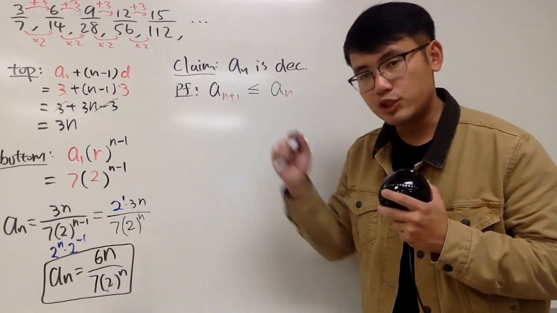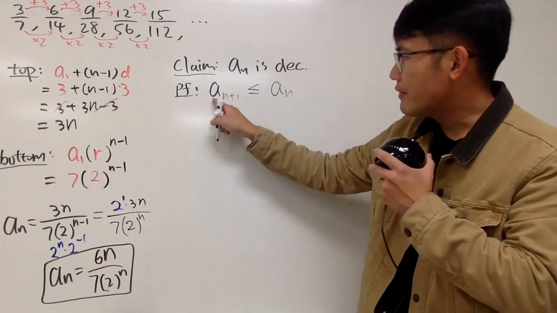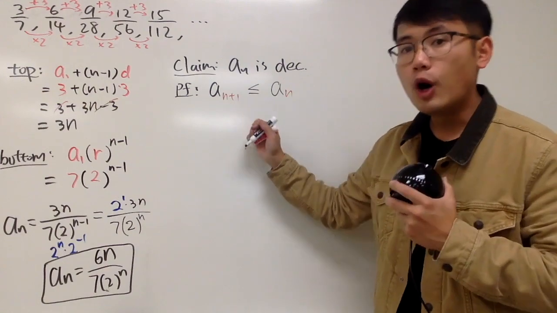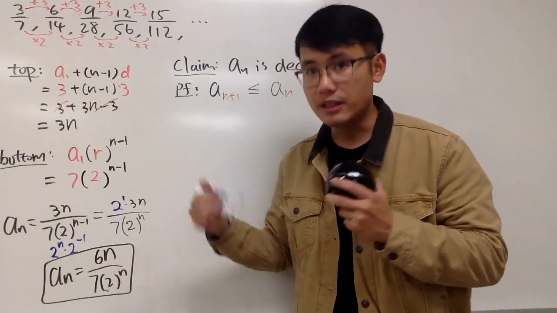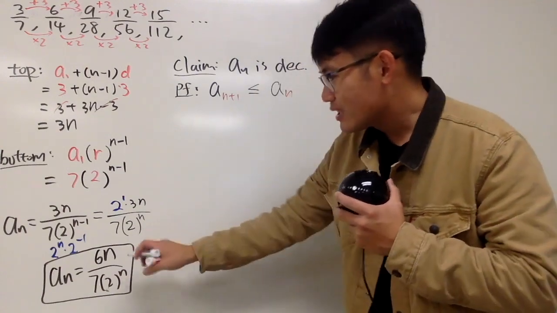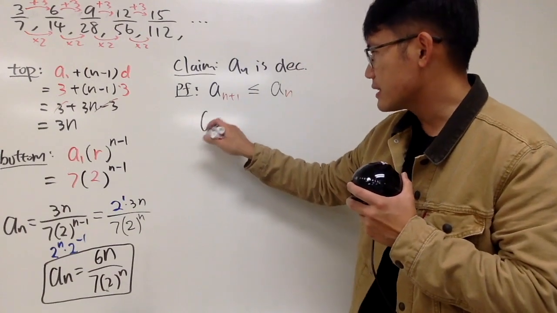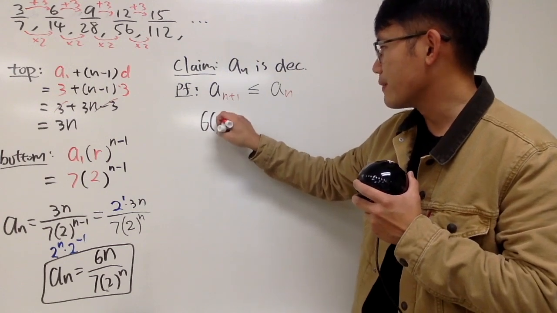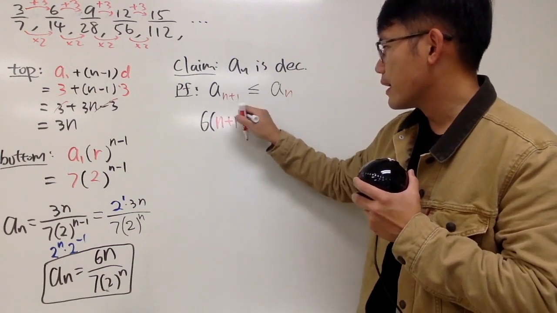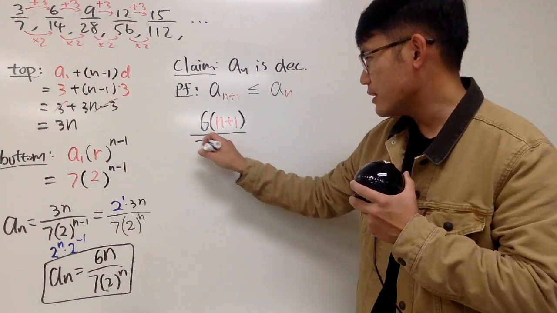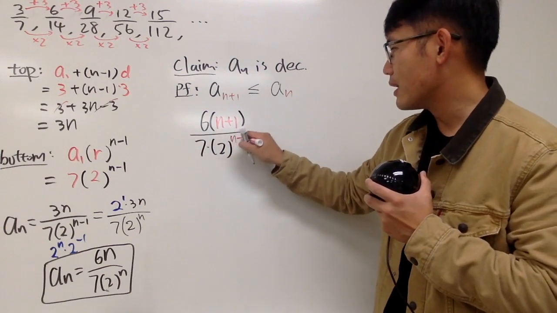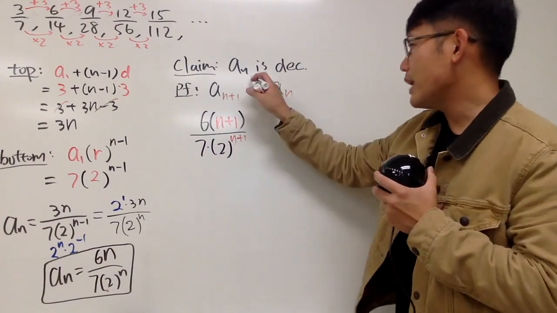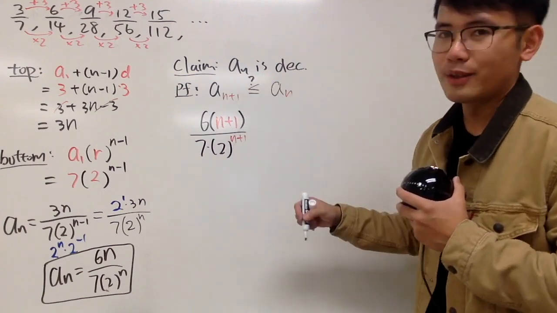And now this works just like functions. When you have a sub n plus 1, all we do is just put n plus 1 into this n and that n, and then just pretty much work that out. So we get 6 times n plus 1, divided by 7 times 2 to the n plus 1 power, like that. And by the way, I don't know if this is true or not. I will just put on a little question mark.